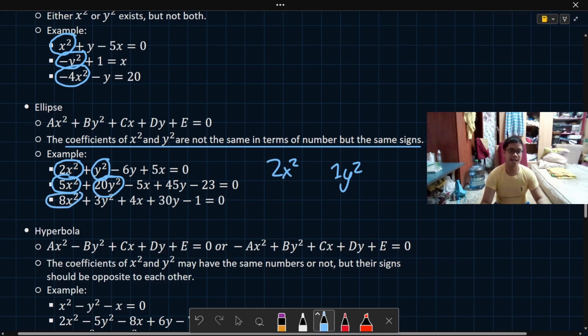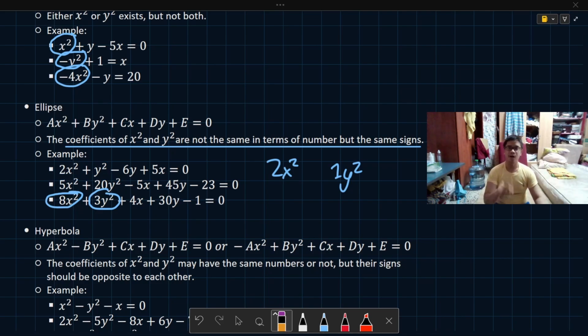Lastly, 8x squared plus 3y squared. Wait, let me erase this one. All right, there we go. 8x squared and 3y squared. Both of them are not the same in terms of number, but the signs are the same. So that means it's an ellipse. That's it. So bottom line for an ellipse, numbers not the same, but signs are the same. It could be both of them are positive or negative.